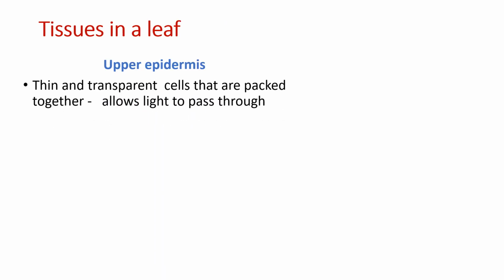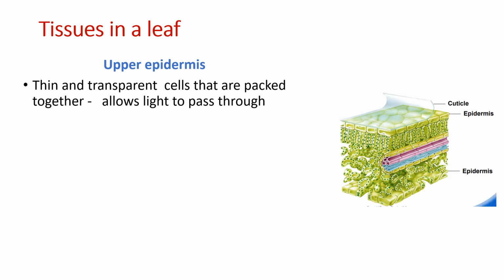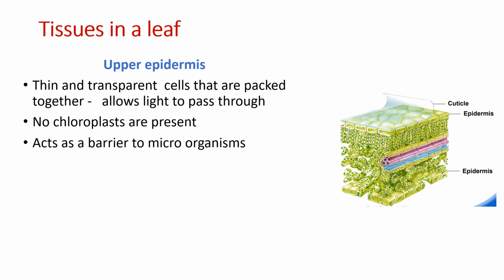Now let's look at different tissues in a leaf in detail. Upper epidermis contains thin and transparent cells that are packed together. These thin and transparent cells allow light to pass through them to reach the bottom layers. There are no chloroplasts found in upper epidermal cells.